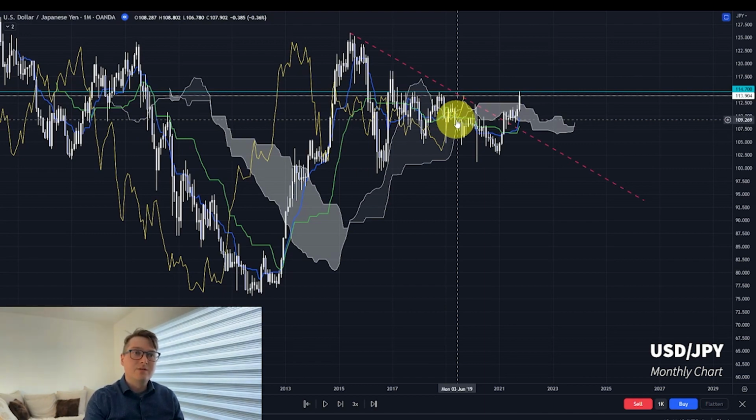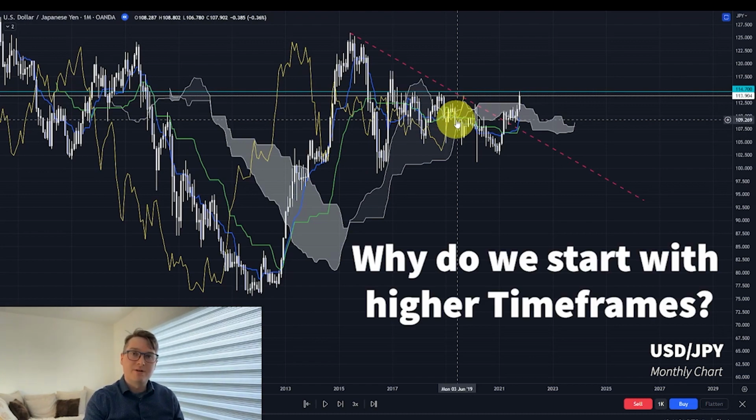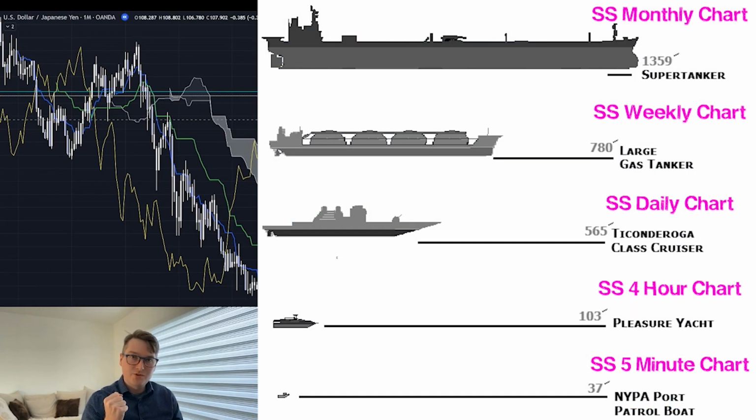Now, why do we start with the higher time frames? We know that if the market is trending on a higher time frame, that has a lot more force. The monthly chart has more power than the weekly. The weekly has more power than the daily. The daily has more power than the 4 hour, and so on and so on. So we have to respect the higher time frames to really know the presence of the market.